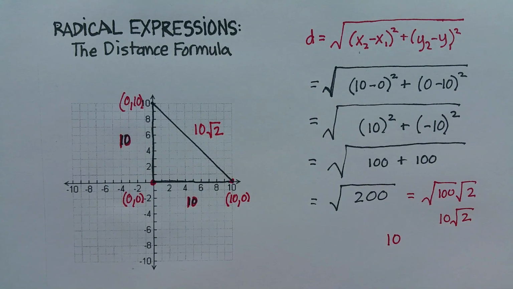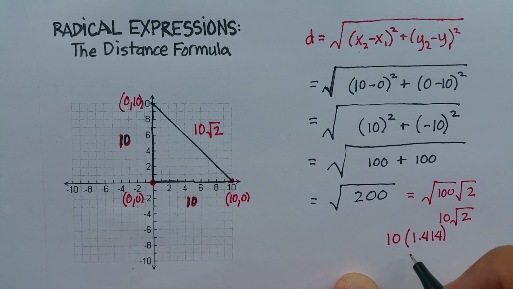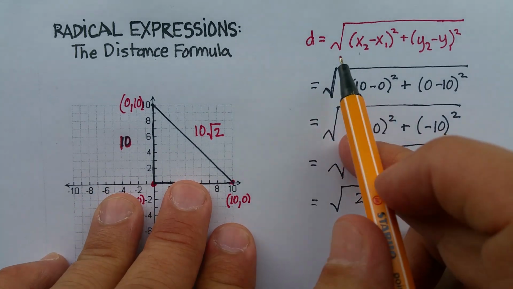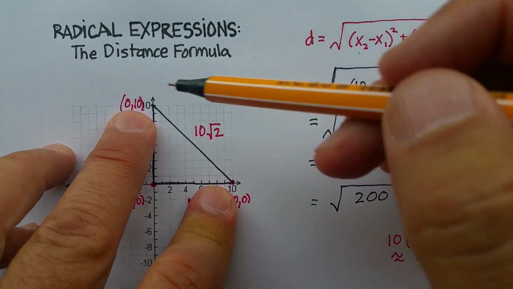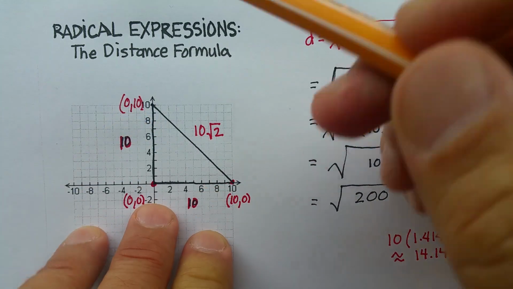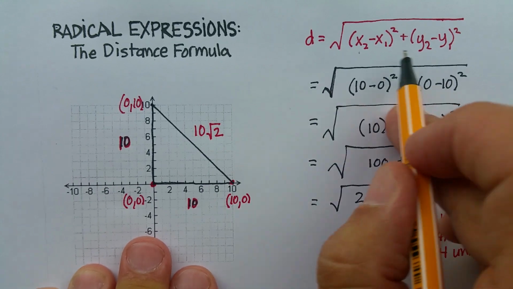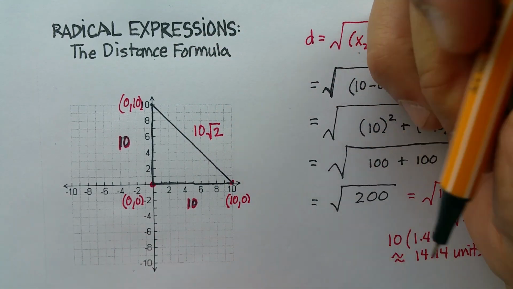Now, I'm just going to do this real quickly. I know that the square root of 2 is 1.414. Times that by 10, so it's approximately 14.14 units. So again, use this distance formula. It's very, very useful. And remember that it's just a difference. Usually you use it when it's something on a slant. Horizontals and verticals are easy, just count them over, although you can use this formula. But that's when it's really useful, when it's on the diagonal like that. Okay, hope that was helpful.